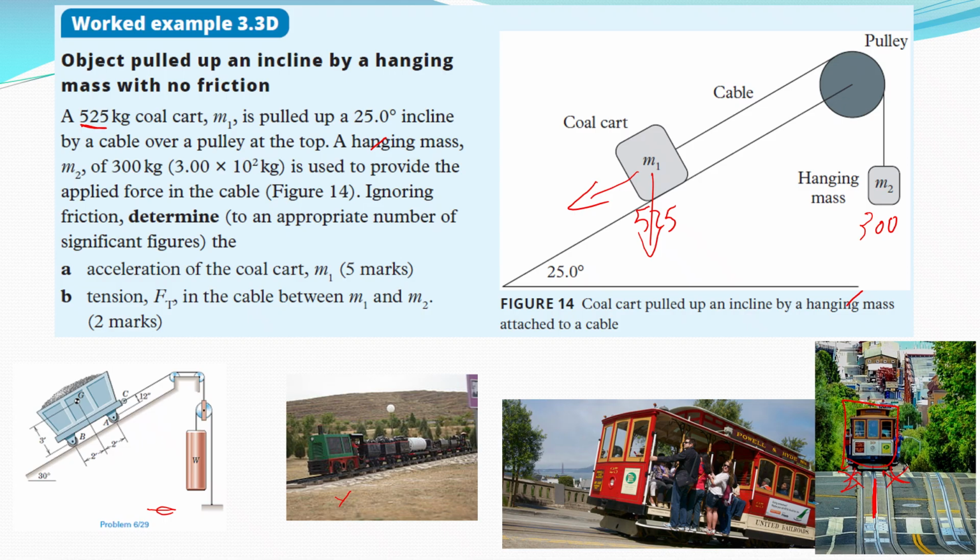Righto, what are we going to do in this example? Find the acceleration of the coal cart, and find the tension in the cable between mass 1 and mass 2, so in this cable section here.